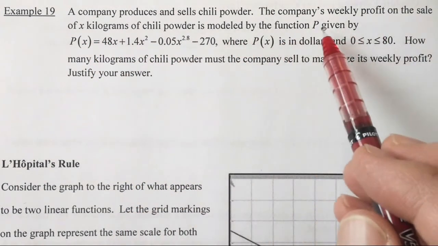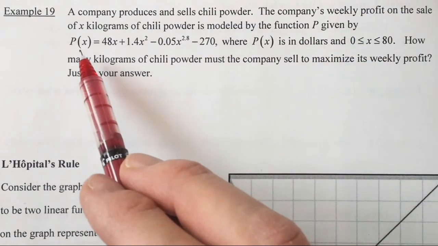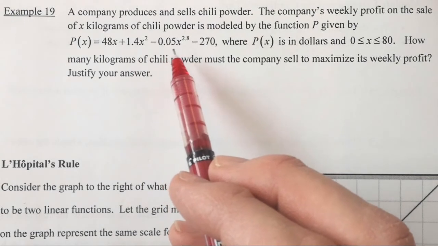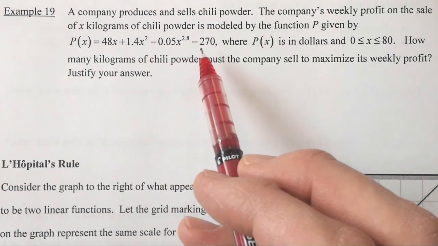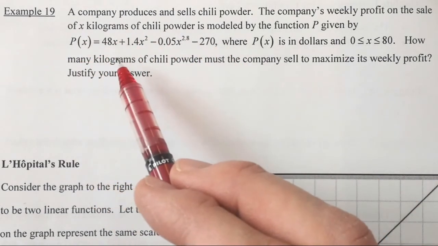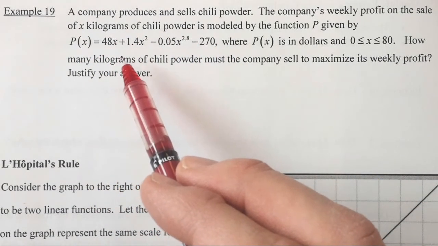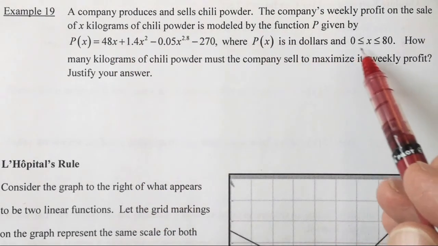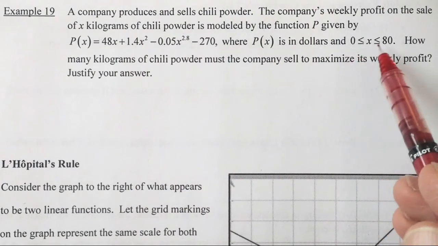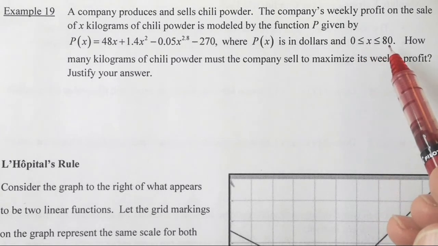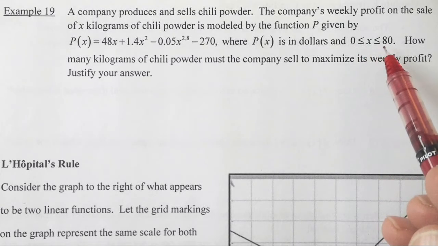And the profit is a function P, which is defined to be P of x equals 48x plus 1.4x squared minus 5/100ths x to the 2.8 power minus 270. So this equation right here tells us the profit of the company based on how many kilograms of chili powder it sells. P of x is measured in dollars and it's valid for the domain of 0 to 80. Which makes sense because they're not going to have a negative amount of chili powder produced, and apparently 80 kilograms might be the most that the factory is capable of producing.